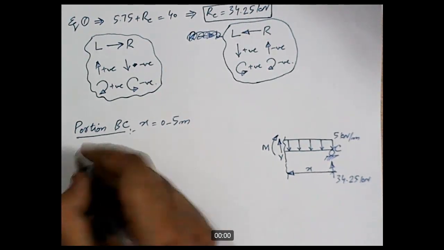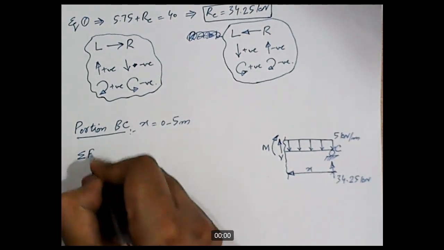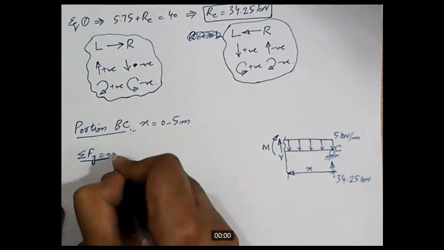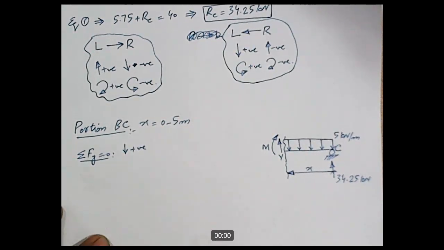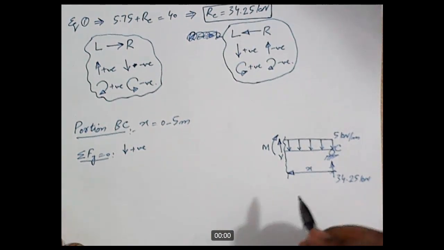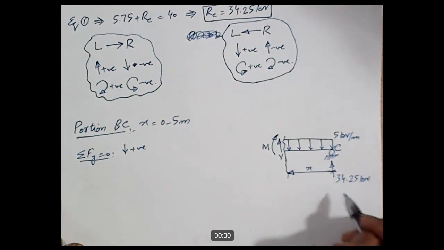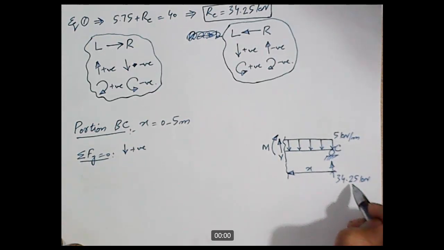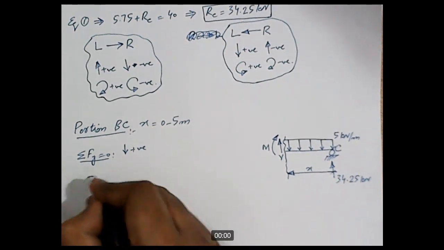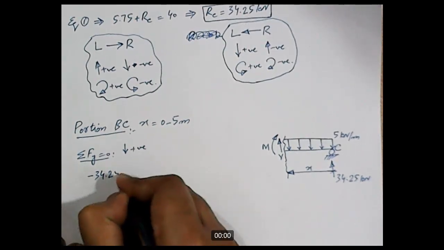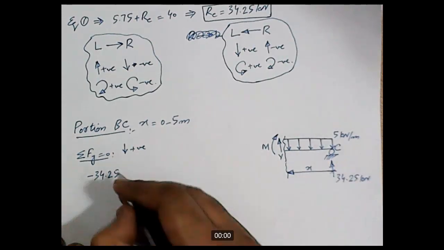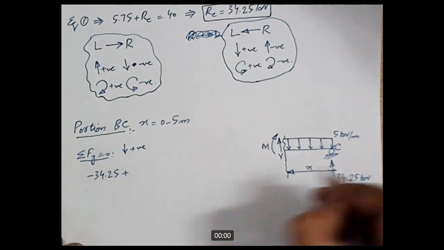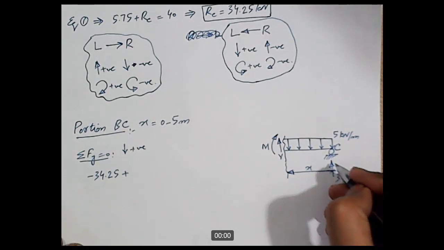So first, for shear, sigma Fy equal to 0, and with the convention downward forces as positive. Okay, so if I start from this side, the first vertical force is 34.25 kilonewton, and it is acting in the upward direction. So minus 34.25, and then this UDL is acting in the downward direction, so it will be taken as positive. And how much is the resultant of this UDL?